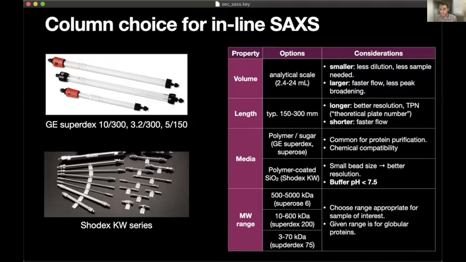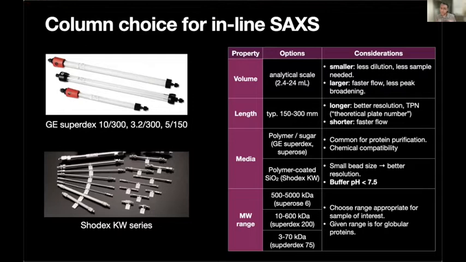Okay, and then the other important choice is exactly what kind of media you have. Essentially, what are the pore sizes in your bead? Different columns are rated for different molecular weight ranges, so you want to choose an appropriate column for the sample you're looking at. I think people typically start with a Superdex 200. This is a pretty standard molecular weight range, but then you might need to go up or down depending on what your protein size is or what the contaminants look like.